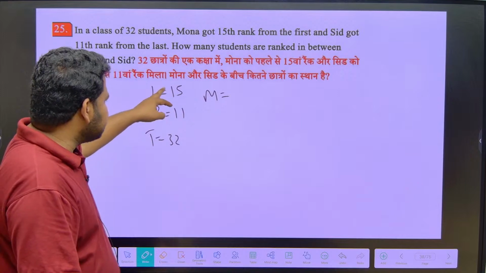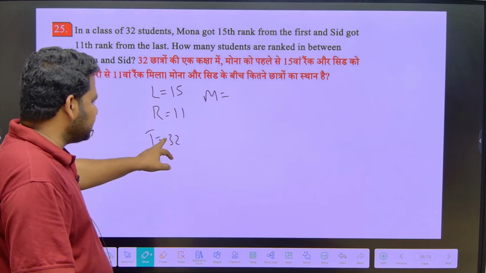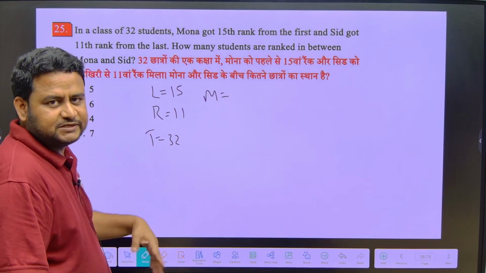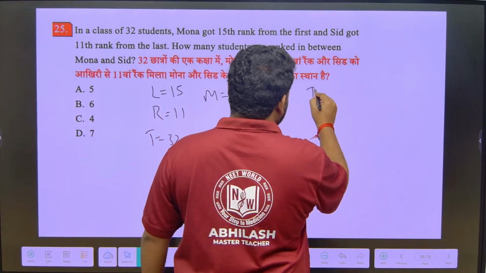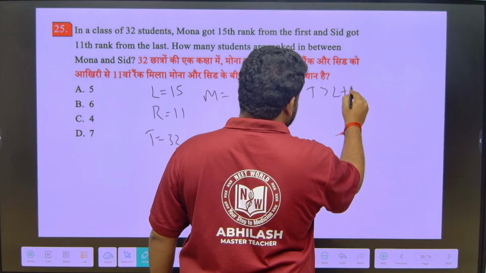But looking at this, I can say that L plus R is 26, total is 32. That means total is greater. That means I should use the maximum formula. Let me show it to you. Total is greater than L plus R here.